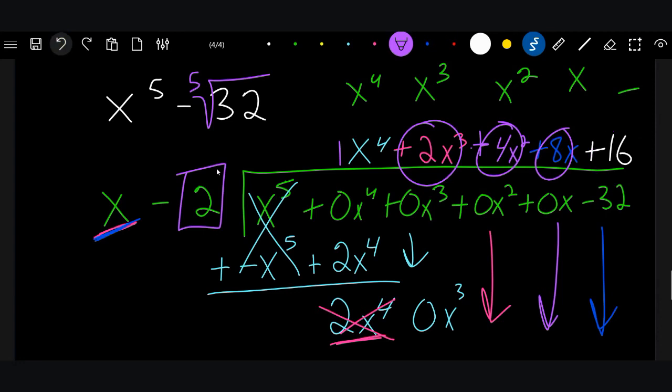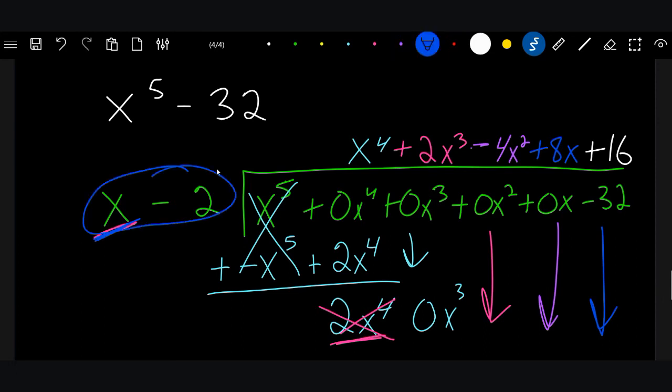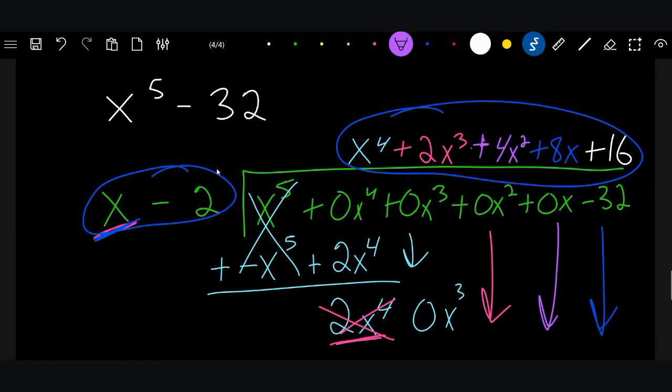So here's the answer to this problem, and it's a fairly long, complicated answer. Okay? The answer to this problem is this right here. The x minus 2, the thing that we pulled out, is part of the answer. And then here is the other part of the answer right here, the big, long answer to our division problem. So the answer to this is x minus 2, parentheses, x^4 plus 2x^3 plus 4x^2 plus 8x plus 16. So that would be our answer.